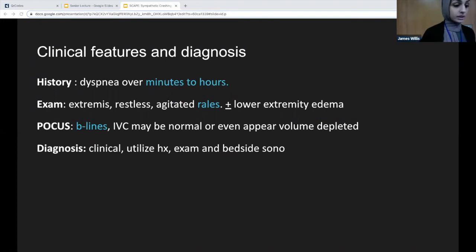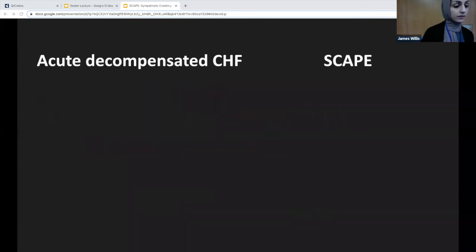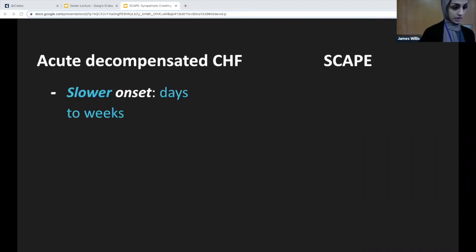So this diagnosis is clinical. You're going to utilize your history, exam, and your bedside sono. And again, this develops very rapidly. I have this slide to distinguish these two and highlight the differences. So in acutely decompensated CHF, this patient presents usually over a period of days to weeks of increasing dyspnea, reduced exercise tolerance.